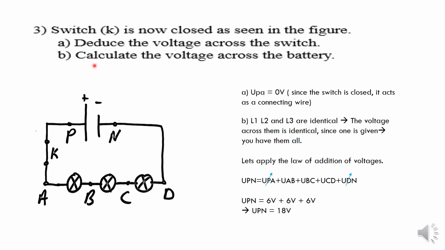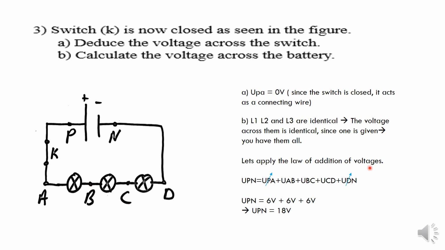Part B, calculate the voltage across the battery. So I have to calculate UPN. The battery is between the 2 points P and N, so I can say UPN. Now, in the given, they said that L1, L2, and L3 are identical, which means that the voltage across them is identical. Since one of the voltages is given, then you have them all. As they said in the given, the voltage across L1 is 6 volts.